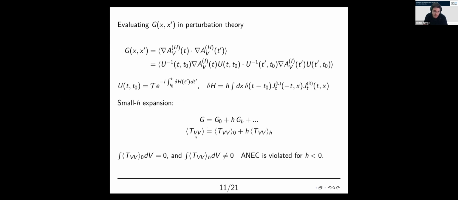So G has this expansion, and the stress energy tensor has a similar expansion. One can show, and Gao, Jeffries, and Wall show in their paper, that the zero order contribution to the stress energy tensor does not contribute to the wormhole opening, so the integral of this T_VV along the V direction just gives you 0. This is good because the G0 contribution is the piece of this 2-point function that needs to be regularized, but we don't need to care about it, because we know in general that it gives no contribution to the wormhole opening, which is consistent with the fact that if you turn off the perturbation, this should be non-traversable. The first order contribution can be non-zero, and in fact, for the perturbation that we consider here, ANEC is violated if h is smaller than 0.